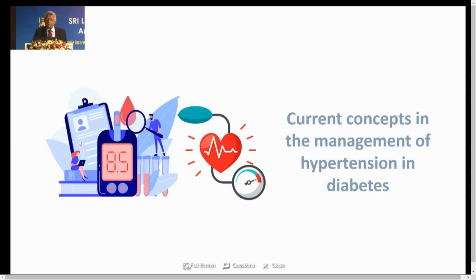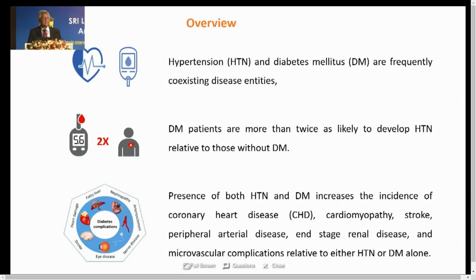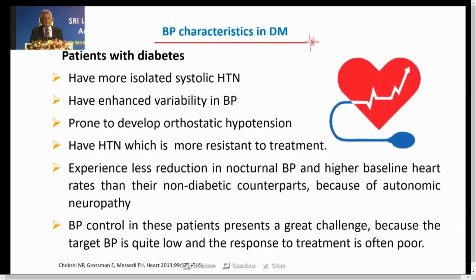A little bit about management of patients with diabetes. Hypertension and diabetes are coexisting illnesses, and diabetes patients are more than twice as likely to have hypertension as the normal population. They also mostly have isolated systolic hypertension, and they have enhanced variability of blood pressure.